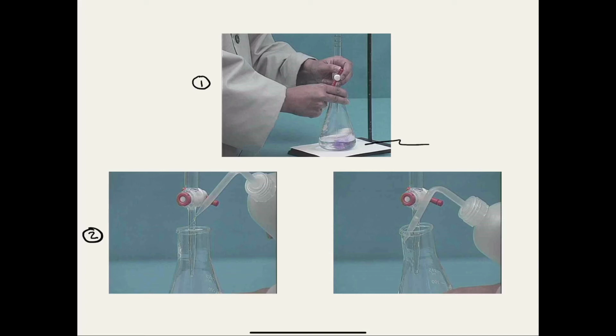Then you would take some deionized water in a wash bottle like this, and you would rinse it into the Erlenmeyer flask. You can see that in the third picture, just to ensure that all of the sodium hydroxide coming from the buret has made its way into the Erlenmeyer flask, the scientist is rinsing the sides of the Erlenmeyer flask with some deionized water.